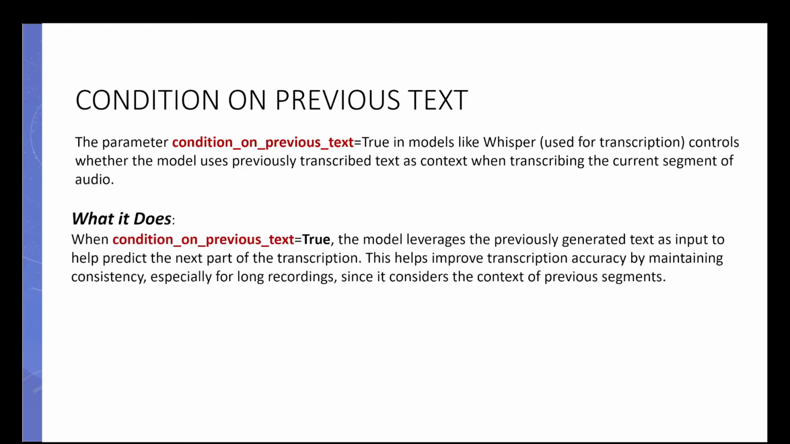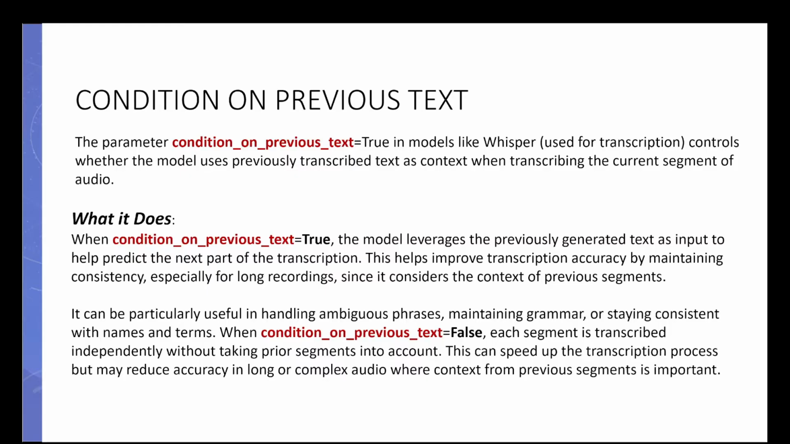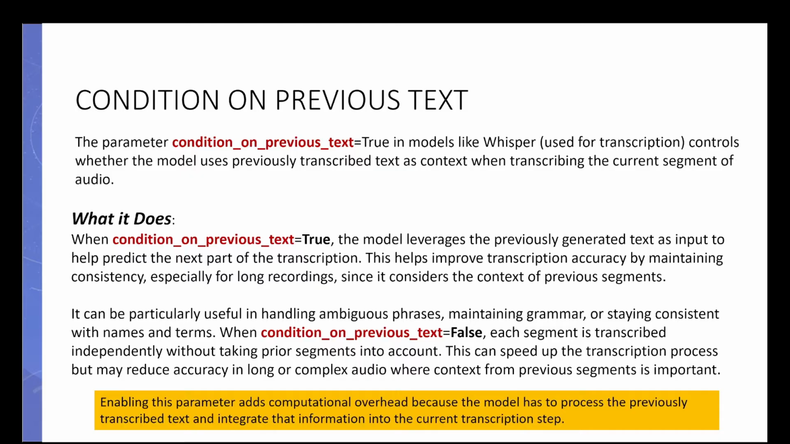So what it does, basically, is the model is leveraging the previously generated text as input to help predict what could be the next part of the transcription. Okay, so basically it can be particularly useful in handling ambiguous phrases, maintaining grammar, or staying consistent with names and terms. And as you can imagine, enabling this parameter adds computational overhead because the model has to process the previously transcribed text and integrate that information into the current transcription step.